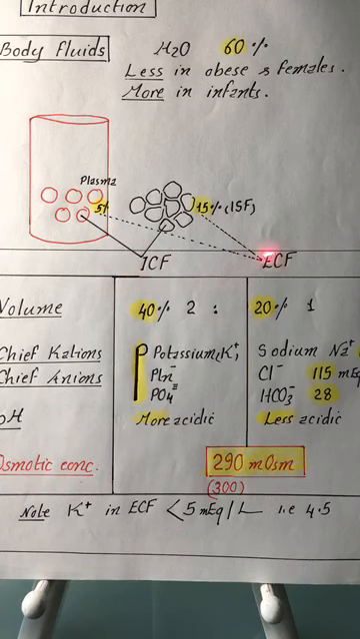However, the intracellular fluid and the extracellular fluid share only one common property, that they have the same osmolality, which is a very important number to be remembered. 290 milliosmoles, not osmoles. This is because the cell membrane is freely permeable to water.